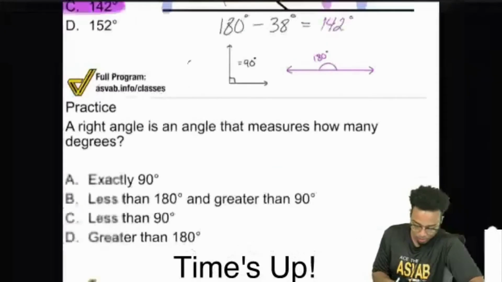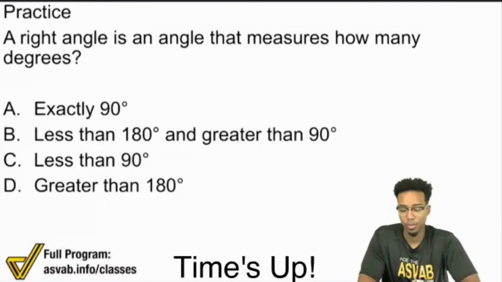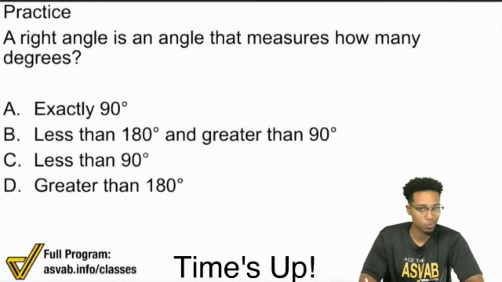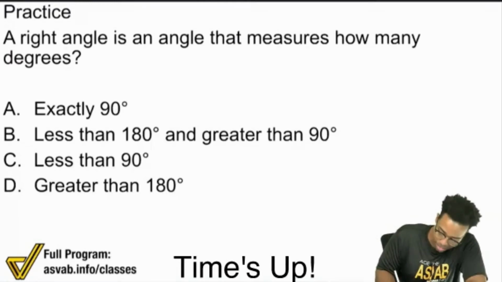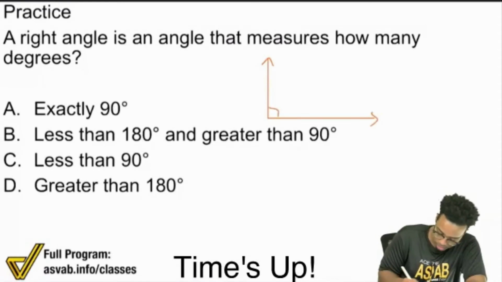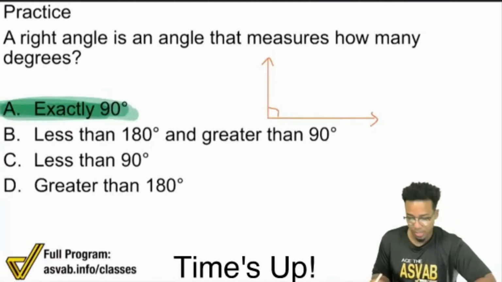So here, a right angle is an angle that measures how many degrees? Okay, so a right angle, remember, if it stands right up, it's a right angle. And remember, that is the in-between that we have been looking at. Because again, it could be more than 90, it could be less than 90, but a right angle is right at 90. So that is A, exactly 90.